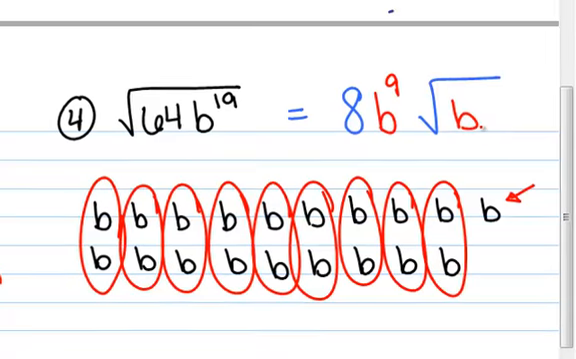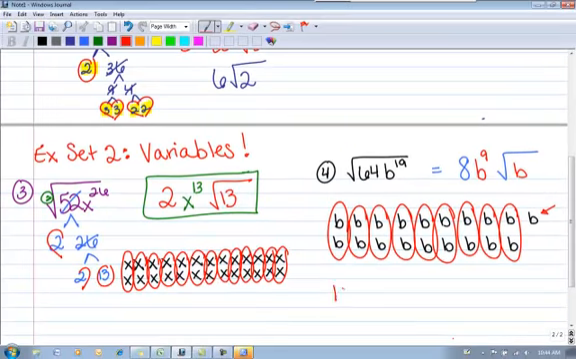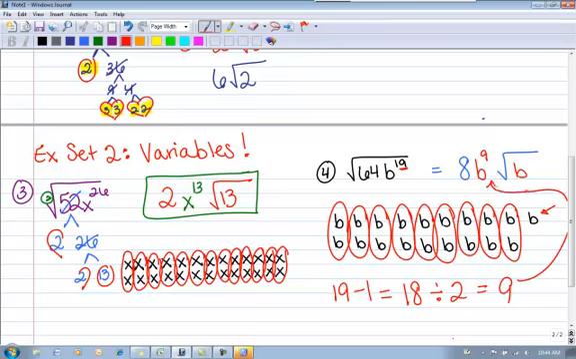So my trick for doing these is that I take the exponent, so I take 19 in this case. I'm going to subtract 1 from it because I know that there's going to be 1 variable left over inside the radical. And so I end up with 18. Then I divide that number by 2 to figure out how many pairs will actually be outside of my radical.